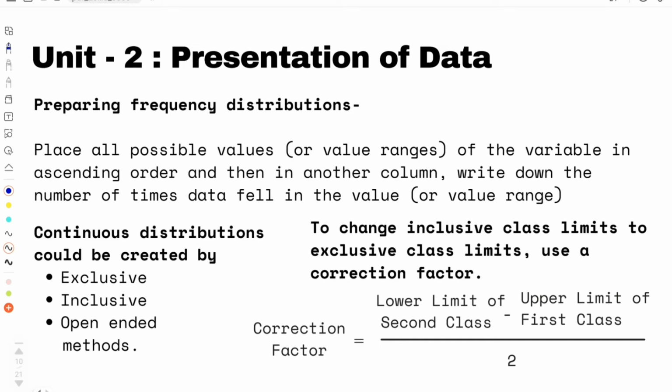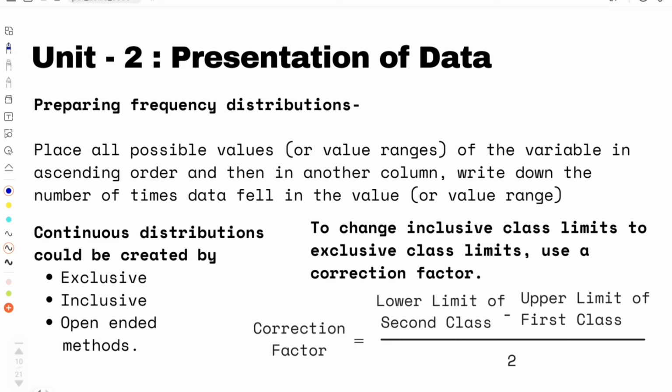So like maybe less than 10 or more than 50, like that. If we write, it will be open-ended methods. And most of the time, because of its easiness to understand and properly distribute, we usually use the exclusive method of distribution. But in case you are using some kind of secondary data, and in that the distribution is using the inclusive method, then we can easily change it to exclusive by using a correction factor.